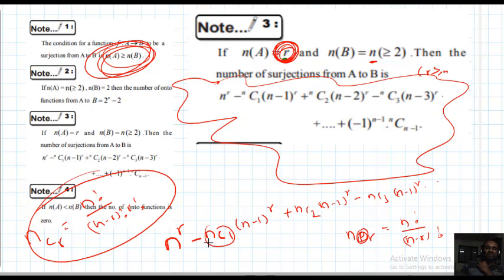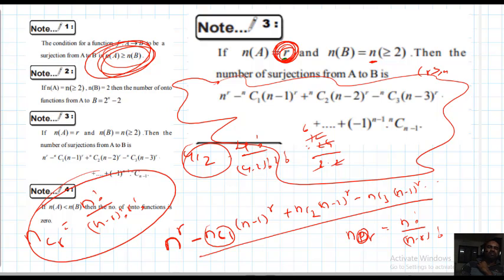So if you want 4C2, 4C2 means 4 factorial by 4 minus 2 factorial into 2 factorial. 4 factorial means 24, 1 into 2 into 3 into 4, by 4 minus 2 factorial, 2, into another 2. 24 by 4 is 6. Therefore the value of 4C2 equals 6. By using this formula you can find the number of onto functions.